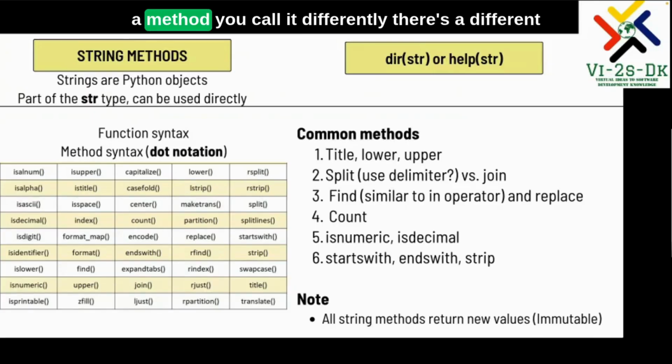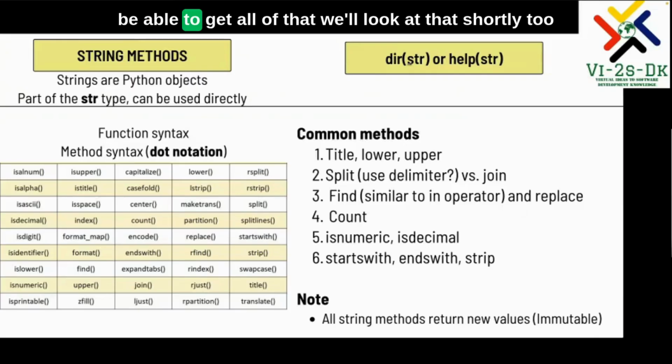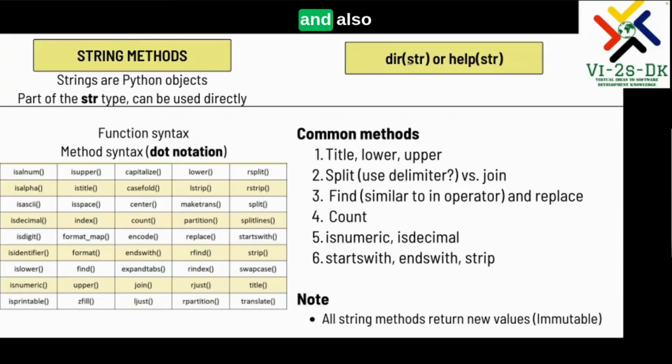So for a method, you call it differently. There's a different syntax to call a method. Instead of writing capitalize and then putting your value inside, you write your value, use a dot notation, and then type the method. The easiest way to find out the different methods that you have for whichever data type is to use dir and put the data type in parentheses, and you should be able to get all of that. We'll look at that shortly too.